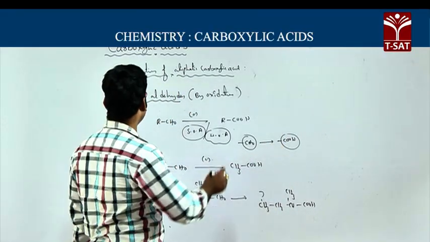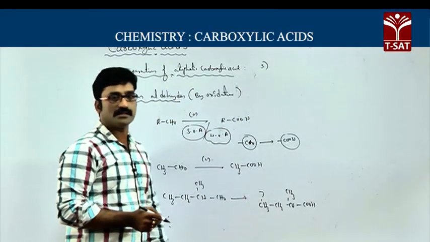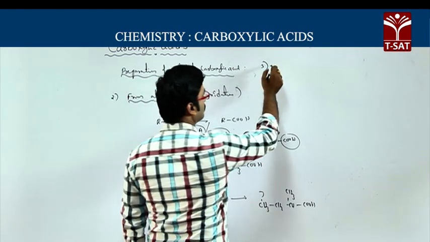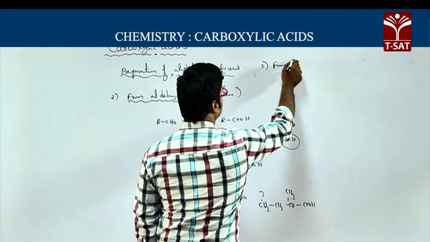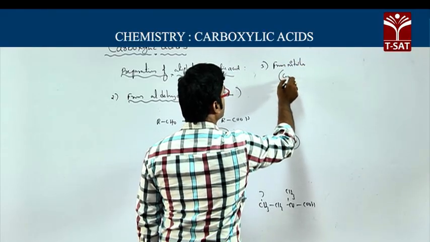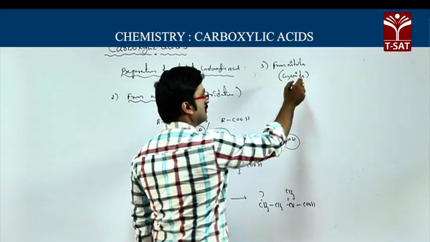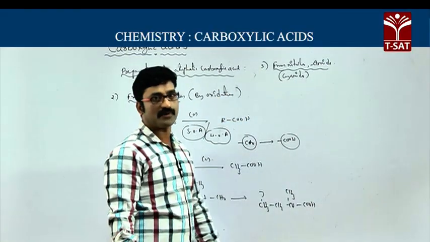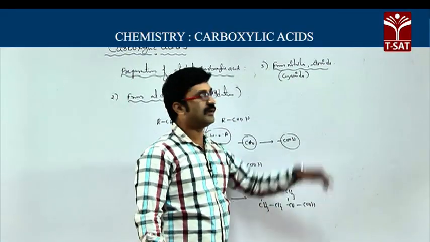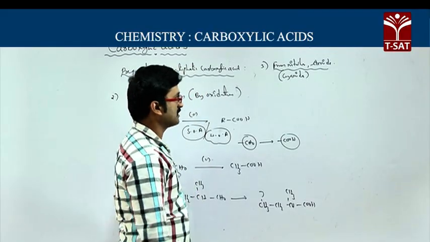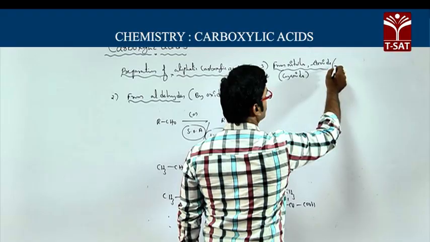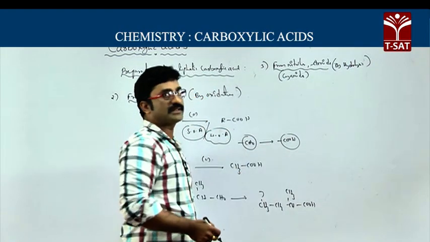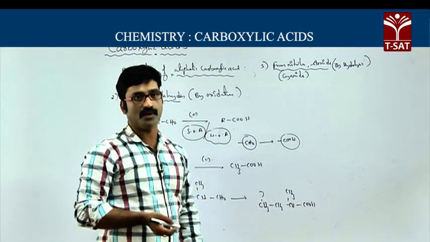And the third one is the preparation of carboxylic acid from nitriles, cyanides. Third one is from nitriles. You know, nitriles are called cyanides. Nitriles, amides. The next one is the preparation of carboxylic acids from nitriles and amides. Nitriles are also known as cyanides. Now this is by hydrolysis. You know that hydrolysis is nothing but reaction with water in the presence of acid or base.